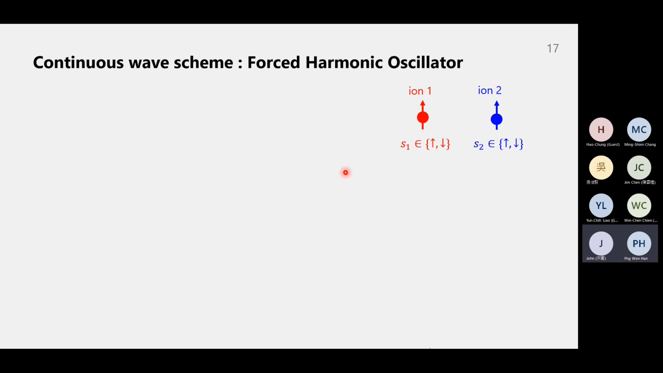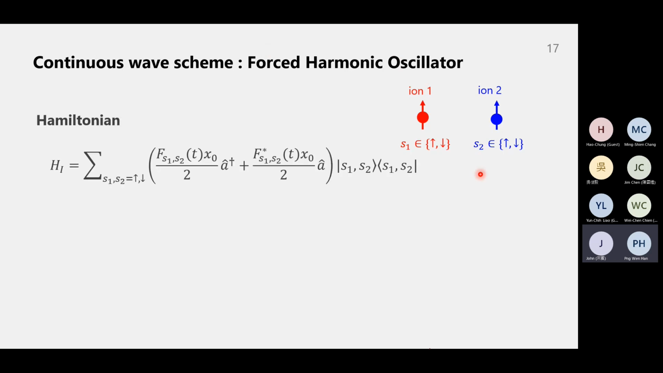So the idea actually centers around forced harmonic oscillators. You see now you have two ions, each has two qubit levels. And the interaction Hamiltonian, when you write it down, looks like this. And from quantum mechanics, you can quickly notice that this resembles the form of forced harmonic oscillators. And what are the terms in front, the F, S1 and S2? So this corresponds to the superposition of the force between ion 1 and ion 2.